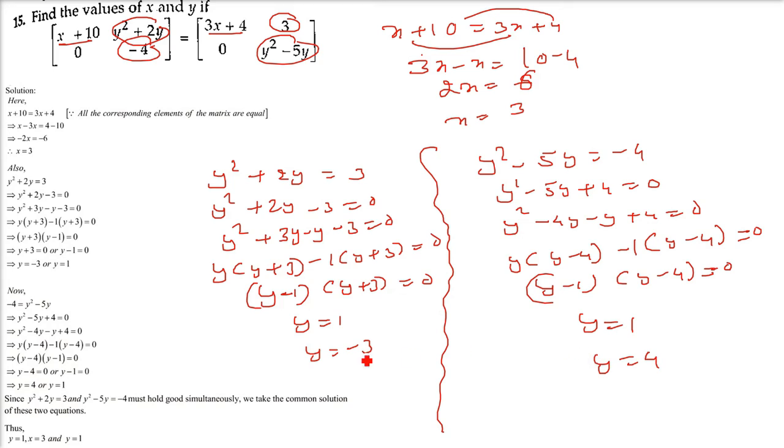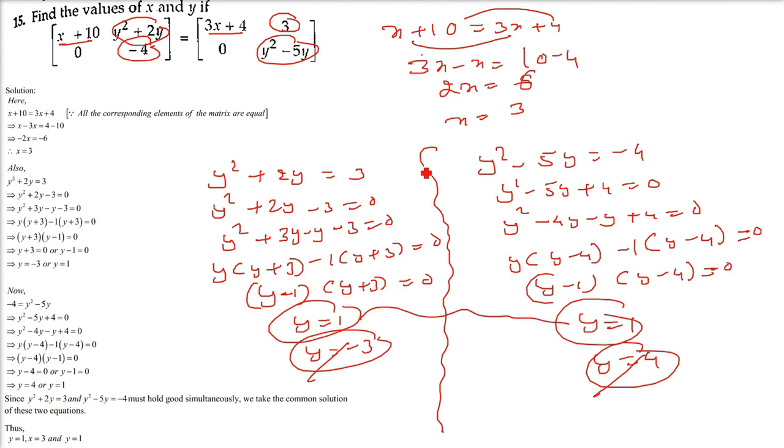Now you just have to take the common. y equals -3 is not on the right hand side. y equals 4 is not on the left hand side. Only y equals 1 is common to both. So we have to take the common value. So x equals 3 and y equals 1 are the common values.